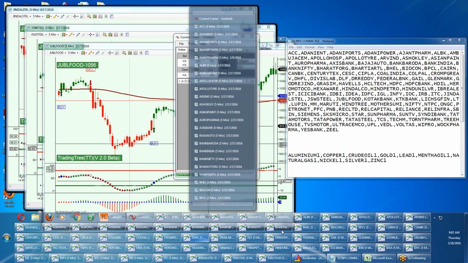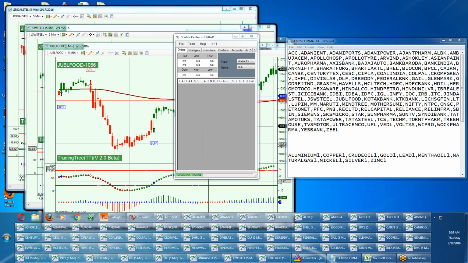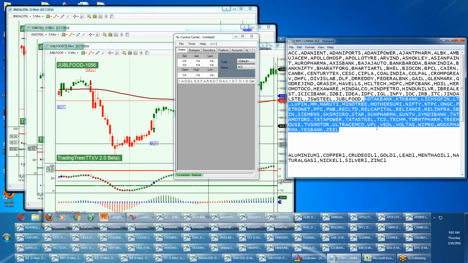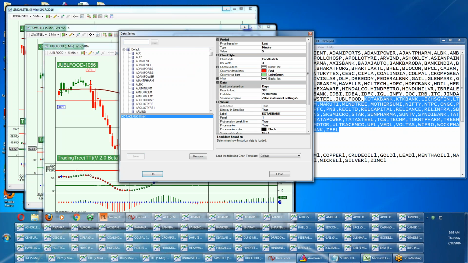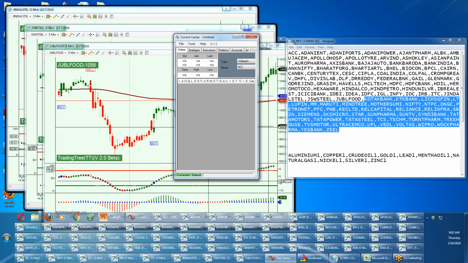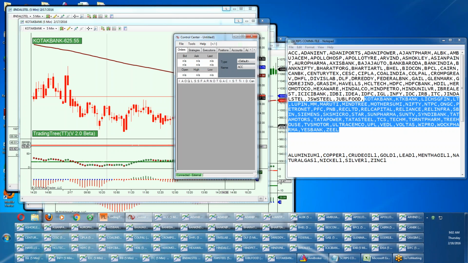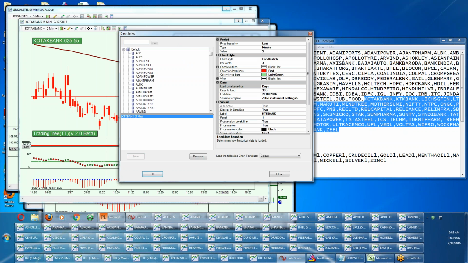To give you an idea, let me just open some charts. You can open the charts automatically now. You don't need to manually do it. Just copy and paste the name of the scripts here. You can see that it will automatically open the charts.